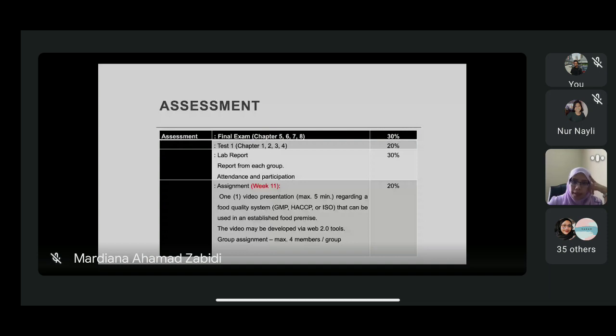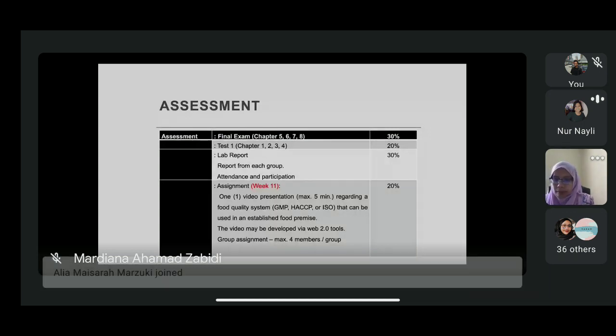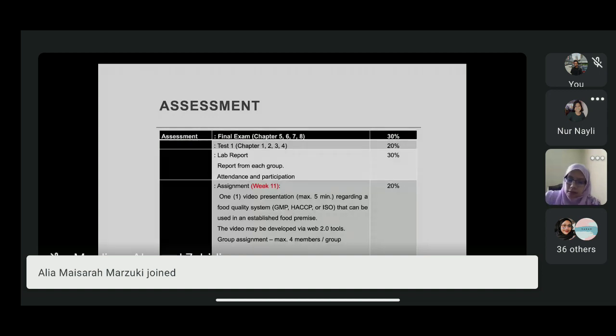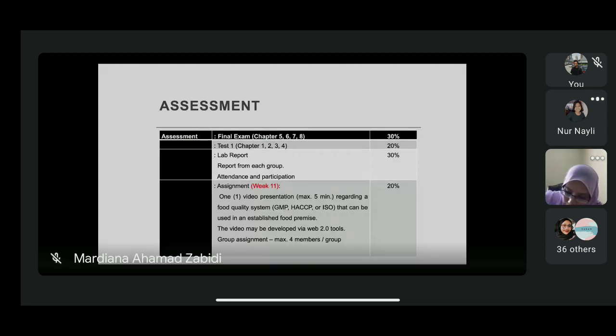So please prepare. As for your lab report, for 5C2, may I know who your lecturer is for the lab? Miss Siti Hafsah. 5C2, Hafsah. Let me write it down. FST202, 5C2, Siti Hafsah. 5D1?